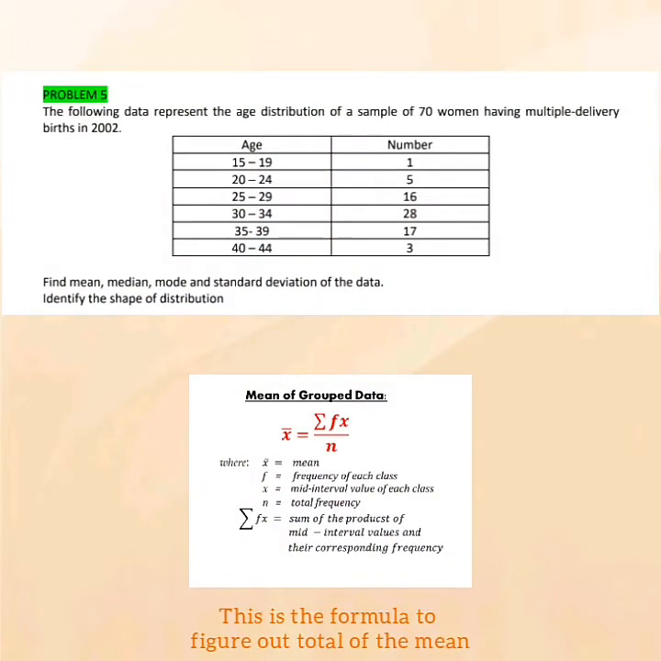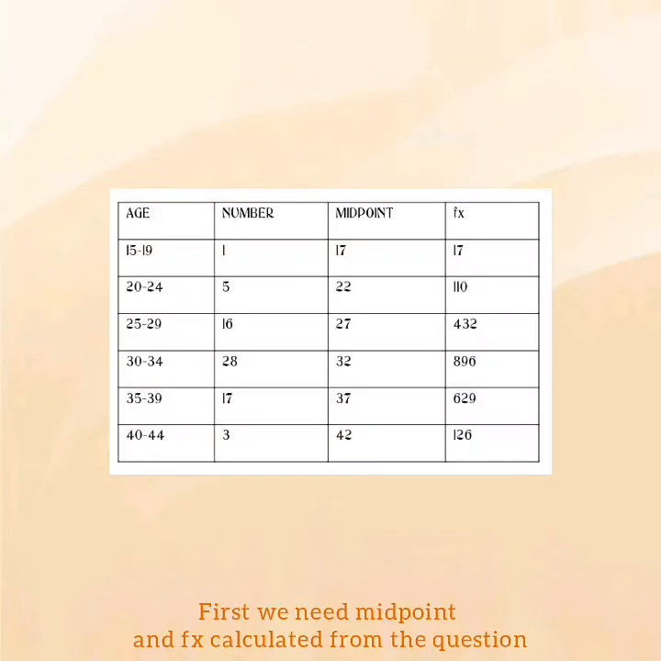Me and my partner Alia will be presenting for question number 5. This is the formula to figure out the total of the mean. First, we need the midpoint and fx calculated from the question.